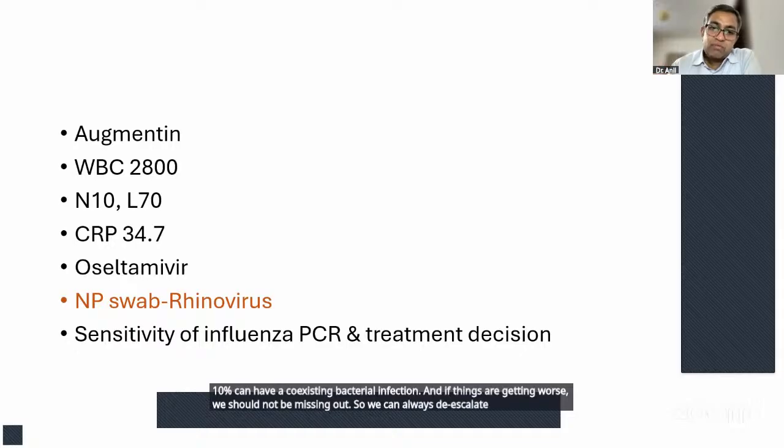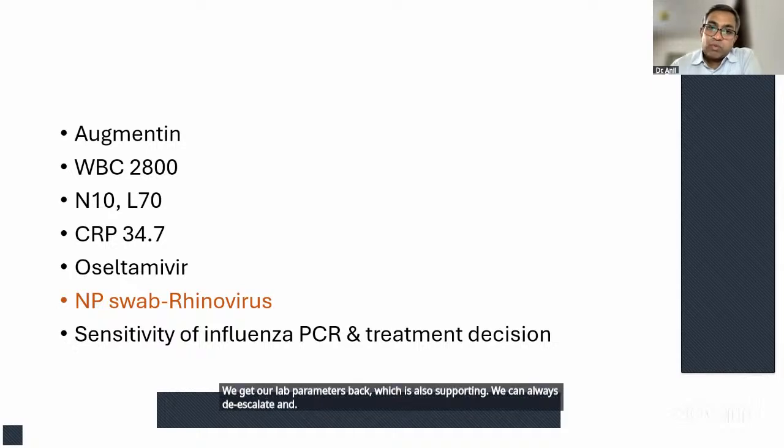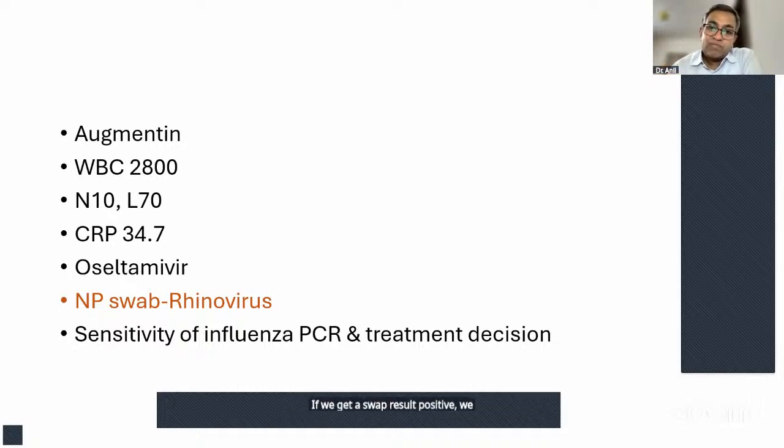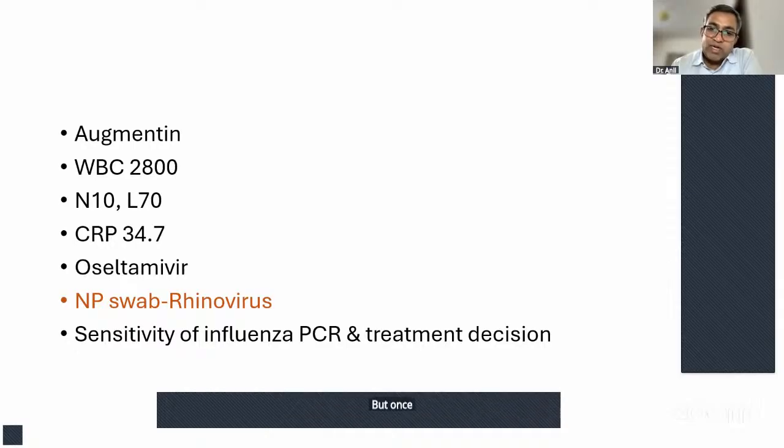If someone is sick, we start an antibiotic, but within 48 hours, if cultures are negative, things are improving, and we get our lab parameters back, which is also supporting, we can always de-escalate. And if we get a swab result positive, we may even have enough confidence to stop the IV antibiotic. But once a child is sick, we need to go ahead and start antibiotics.